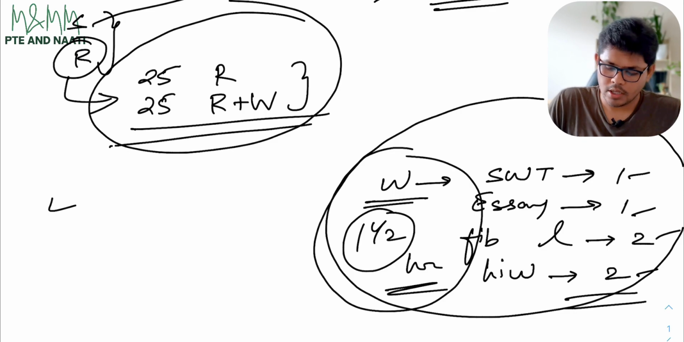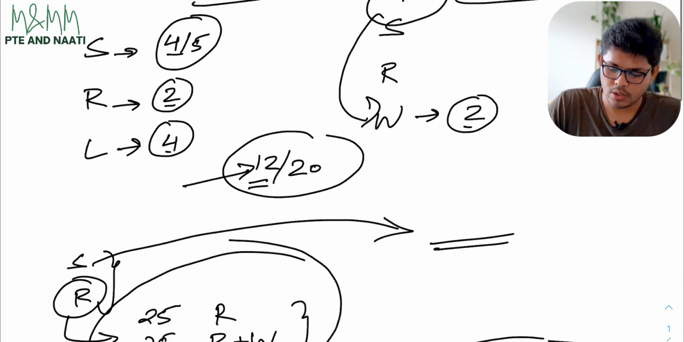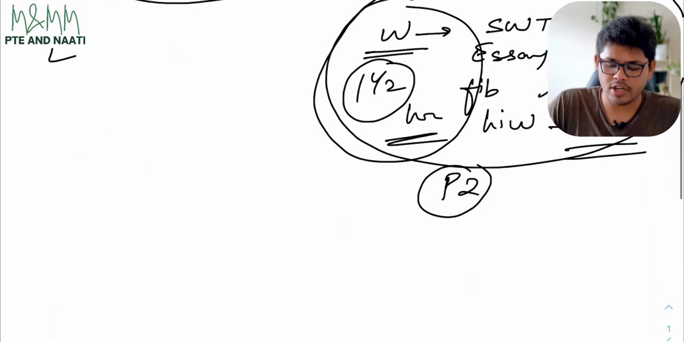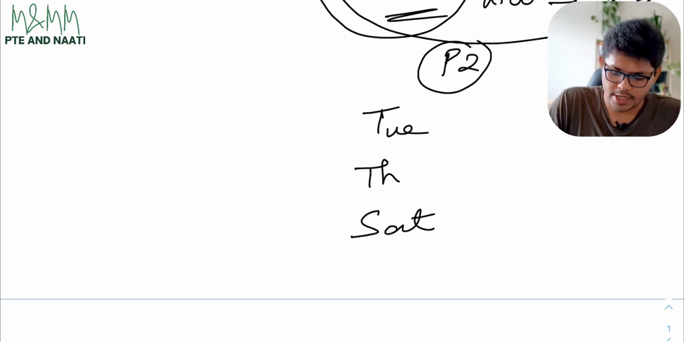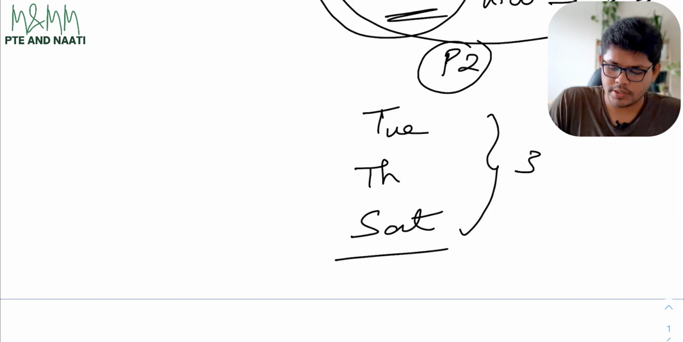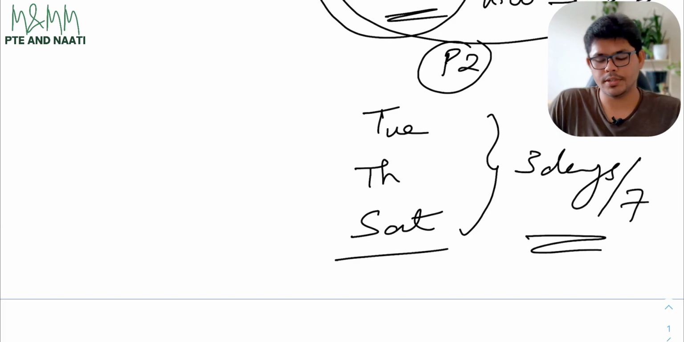So let's say this is your part 2, because writing I had included in part 2, remember this part 2. So part 2 you should do it every alternate day. You can do it on Tuesday, you can do it on Thursday, and you can do it on Saturday. So 3 days a week out of 7 days you can do it.